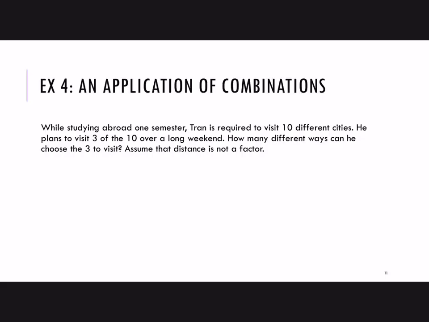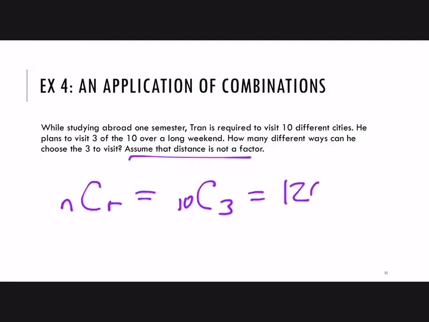Okay, a couple word problems. When studying abroad one semester, Tran is required to visit 10 different cities. He plans to visit 3 of the 10 over a long weekend. How many different ways can he choose the 3 to visit? Assume that distance is not a factor. So in other words, these are all equally likely options that he will pick. So we just need to figure out what is n and what is r. Well, in this case, he's choosing 3 out of 10. So this is 10C3. And you've got your different options to figure that out, and the answer is 120.